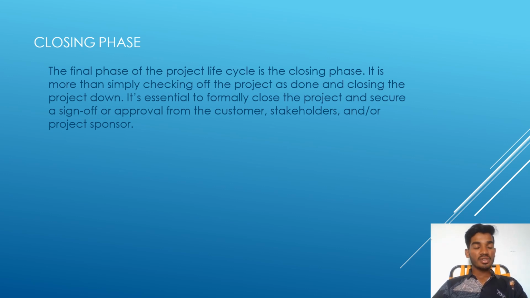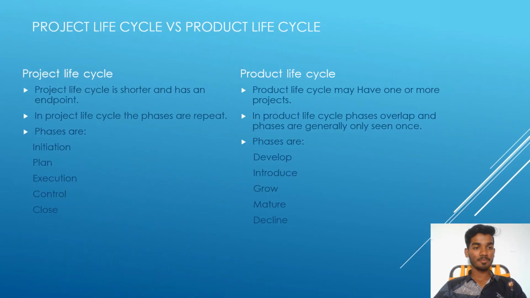Let us see the differences between project life cycle and product life cycle. The project life cycle is shorter and has an endpoint, but the product life cycle may have one or more projects. In the project life cycle, the phases are repeated. That means it can repeat again and again. But in the product life cycle, phases overlap and phases are generally only seen once.